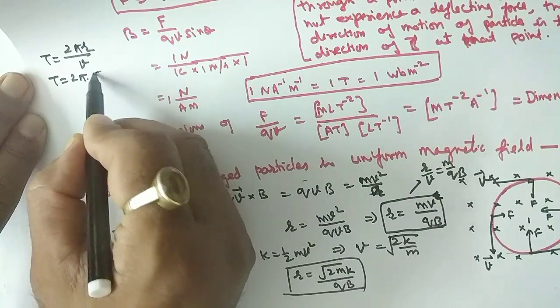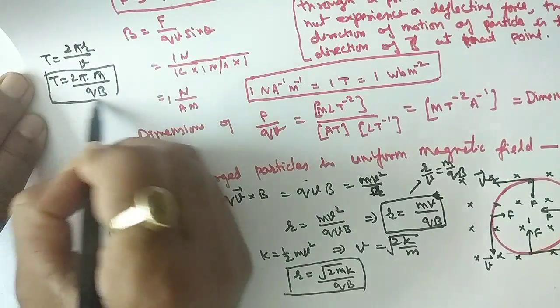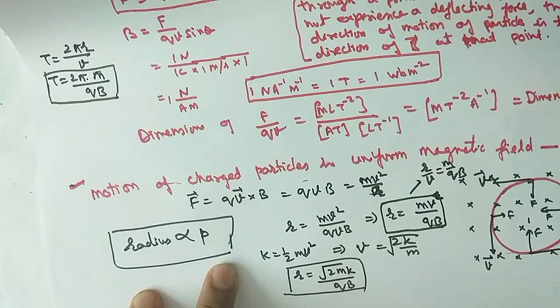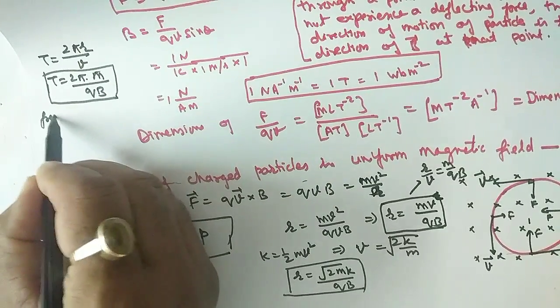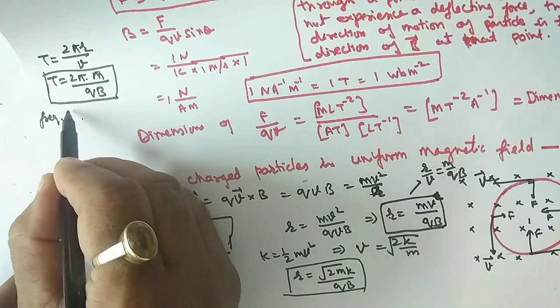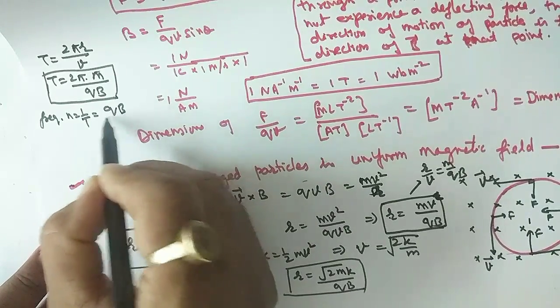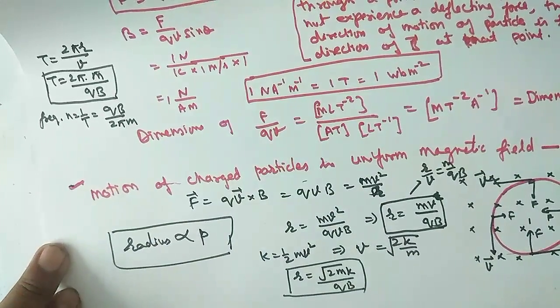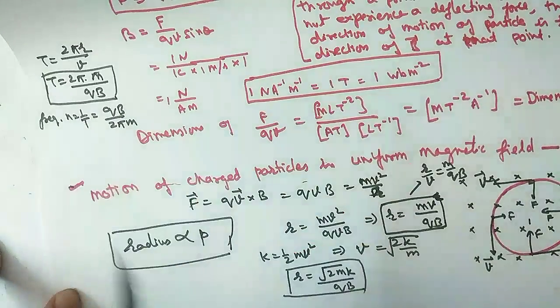So we'll find T is equal to 2 pi m upon qB. Dear students, this is the time period of the charged particle which is moving in a uniform magnetic field. And what will be the frequency? Frequency is 1 upon T, so it is equal to qB upon 2 pi m. Is it clear? So you know the formula of the frequency and the time period right now.